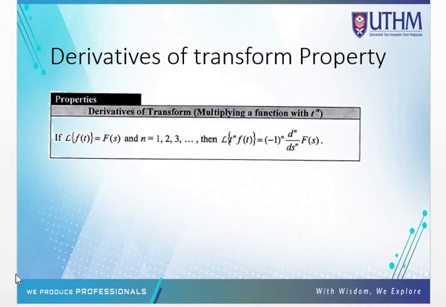Next property is the derivative of transform property. So this is the property for the derivative. If the Laplace transform of f(t) is F(s), for n is 1, 2, 3, then the Laplace transform of t to the power of n f(t) is equal to negative 1 to the power of n, d^n over ds^n of F(s). So this is the derivative property.